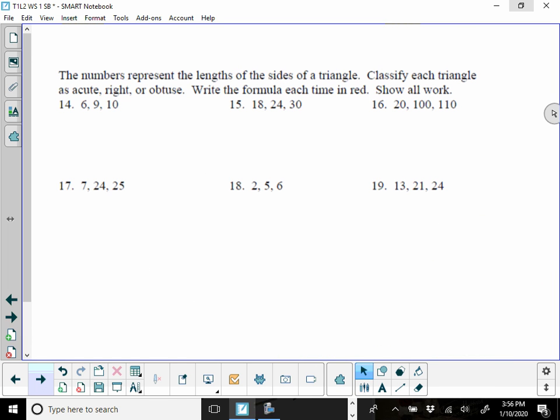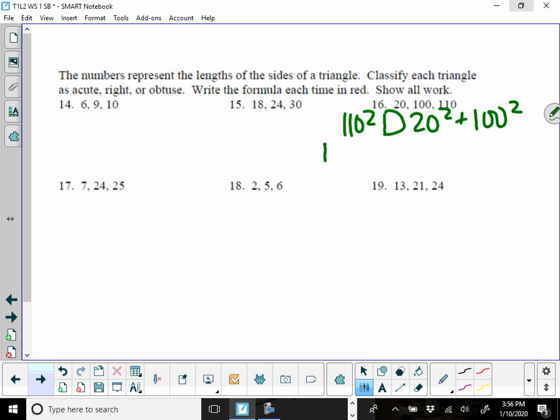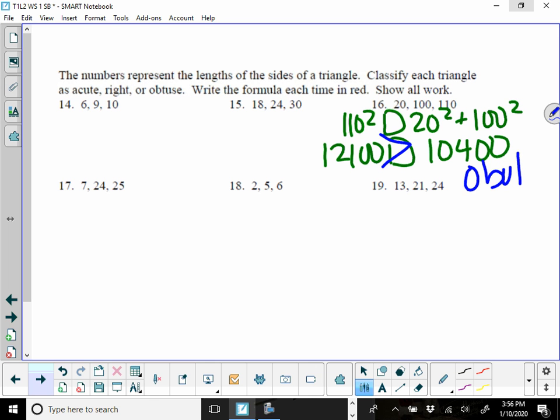And then the last set, again, you're just classifying there, acute, right, or obtuse. Let's go with 16. So we'll go 110 squared and 20 squared plus 100 squared. This time 12,100 is going to be greater than 10,400, so that makes number 16 obtuse.